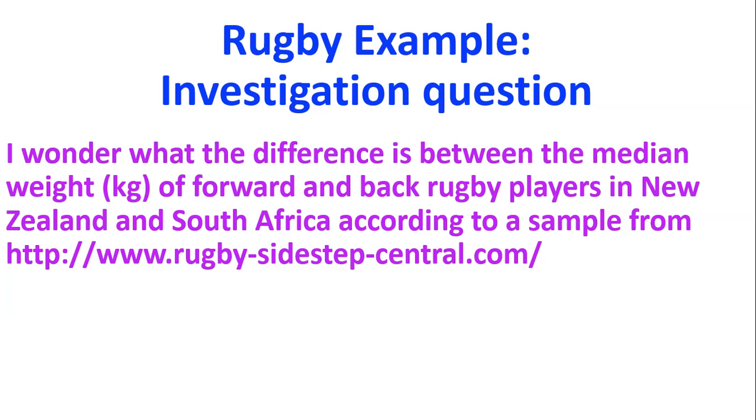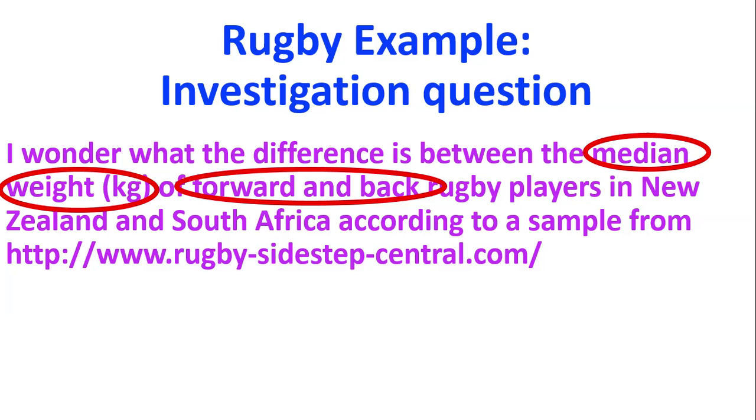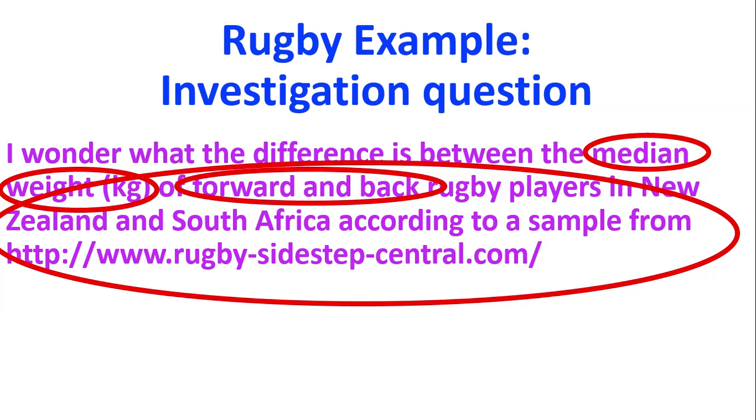So the investigation question, we've got to have the median that we're going to compare. We've got to have our two groups. We've got to have our population, and we've got to have our units. So I'm talking about the median. I'm not going to refer to the mean. I'm going to look at the median weight in kilograms. My two groups are my forwards and backs, and my population is rugby players in New Zealand and South Africa according to a sample from that website. So I'm being quite specific where the data has come from.